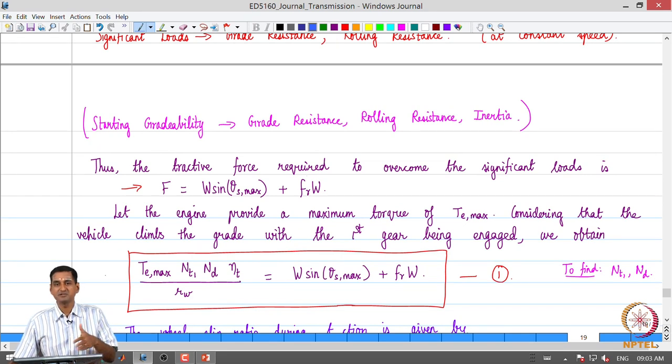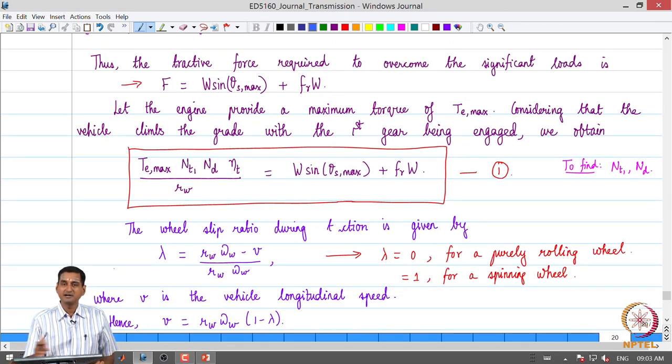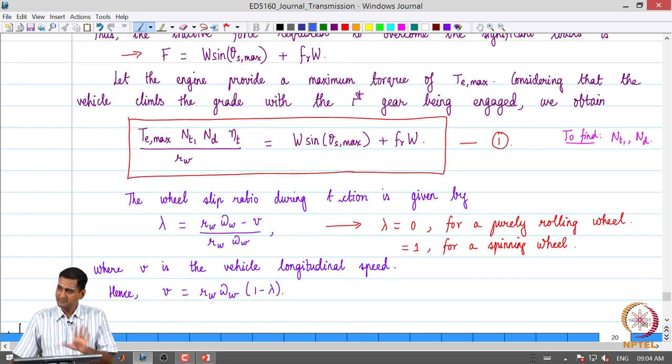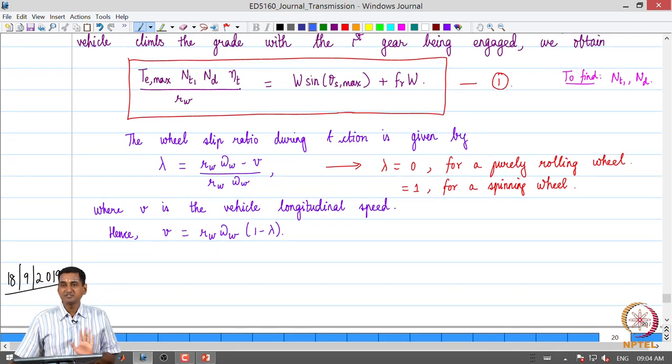We will be looking at continuous gradability currently, and we saw that when we want to go on a grade, we wish to engage the first gear, and we want to operate the engine at a point near where it delivers the maximum torque, because we need maximum thrust to overcome the gradient. Using that idea, we balanced what the engine will provide, on the left hand side of this equation, to the loads that need to be overcome, on the right hand side. So we have matched the two. That is the first requirement, and that is where we stopped.